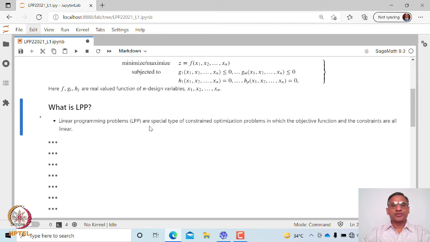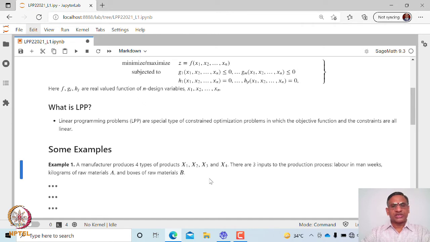It is a special type of constraint optimization problem in which the objective function as well as all the constraints are linear. Now, let us first take some examples and then we will see how we can formulate these problems. These linear programming problems have lots of applications in real life and also in industry. Let us look at a few problems and then we will also look at how to formulate these problems in terms of a linear programming problem.